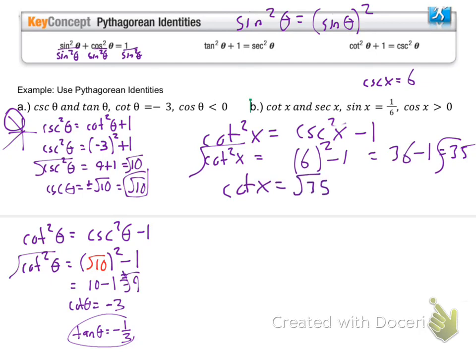and then at the end take the square root, and you end up with the square root of 35. Now the question is, is that supposed to be positive or negative? Because I took the square root again. What's sine? Positive. Cosine is? So if sine and cosine are both positive, what quadrant are you in? First. So therefore, the tangent and cotangent will also be positive.